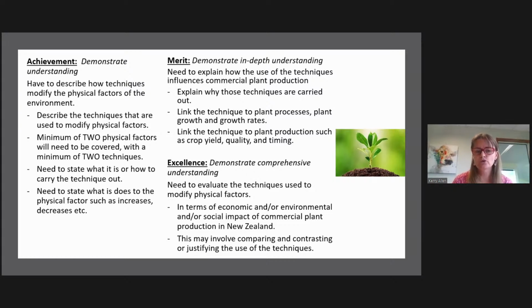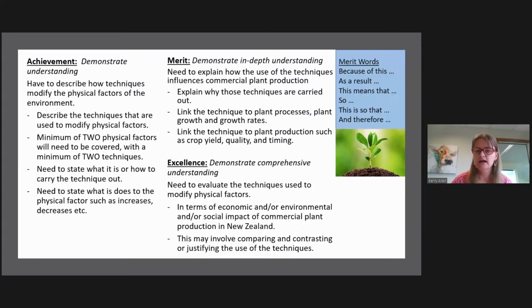So normally in the exam there are 3 questions, and that will be looking at a minimum of 3 physical factors. To achieve, you need to do a minimum or pass minimum of 2 physical factors, and you need a minimum of 2 techniques. So you need to make sure that you understand how it is carried out and tell the examiner how it is done. You then need to state what it does to the physical factor. So does it increase light? Does it decrease the light, etc.? So you need to explain what it's doing to that physical factor.